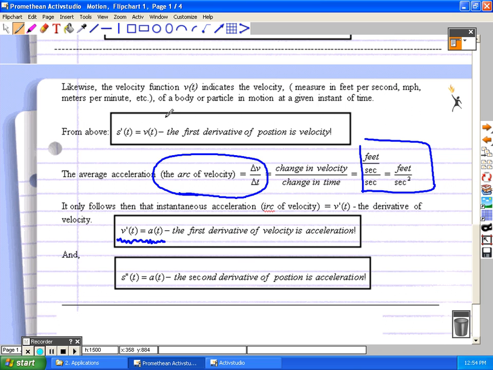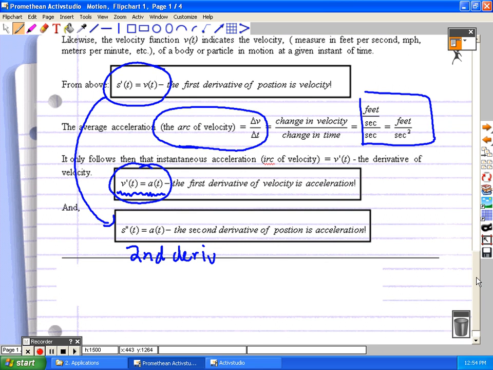Now, if it's true that the first derivative of position is velocity, and the first derivative of velocity is acceleration, then it seems to only make sense that the second derivative, and yes, you can take a second derivative of position, will be acceleration. You have to put all these ideas in your mind, and you have to memorize them.